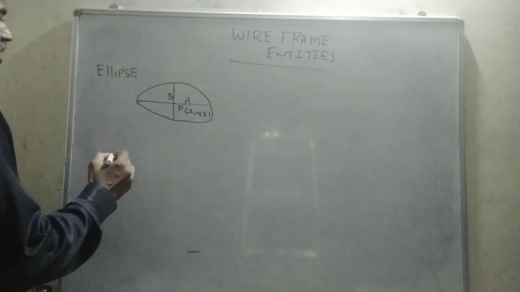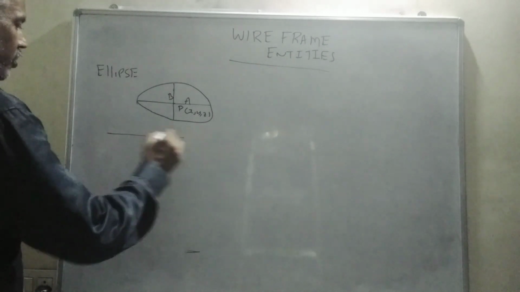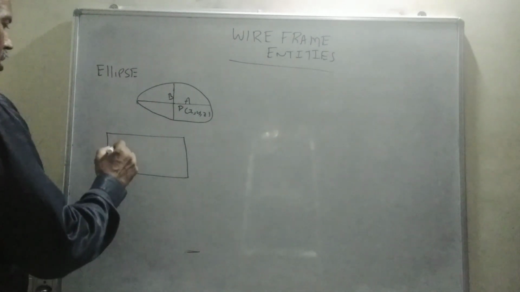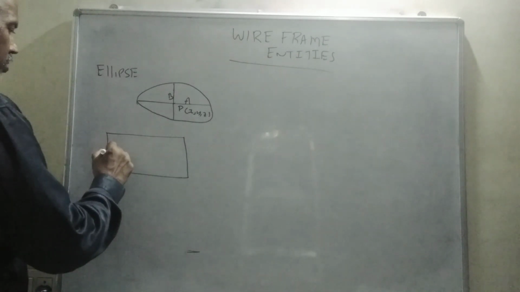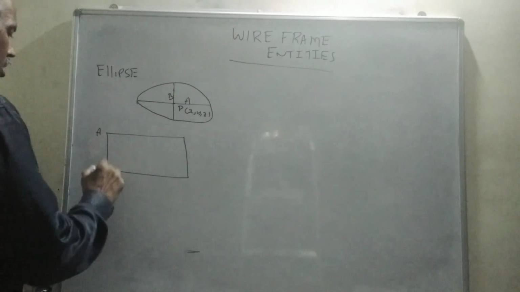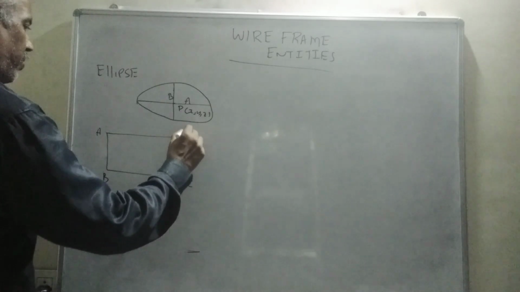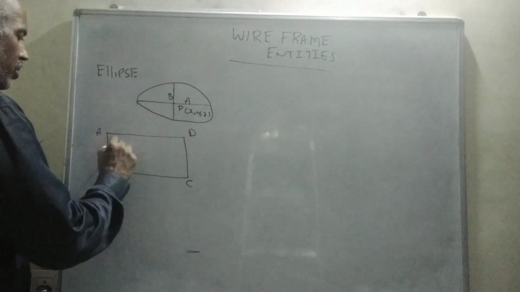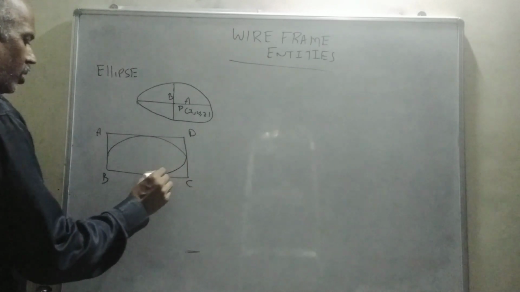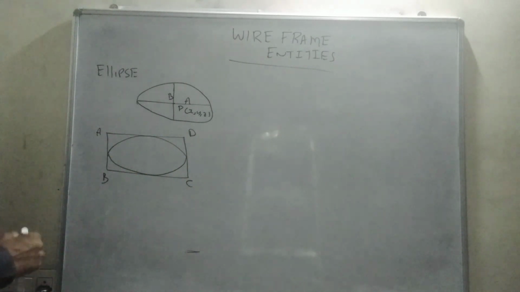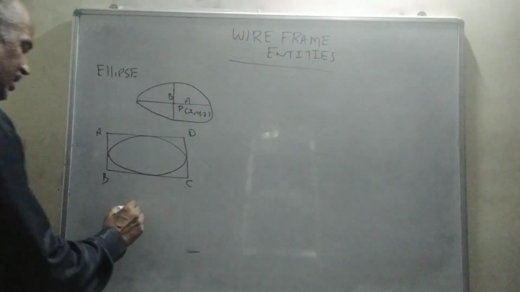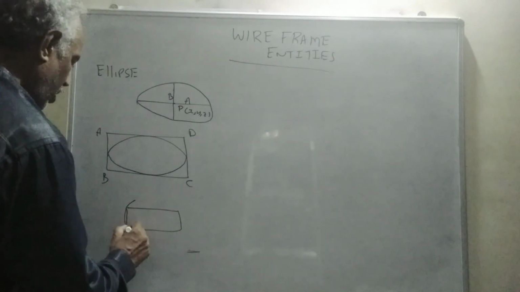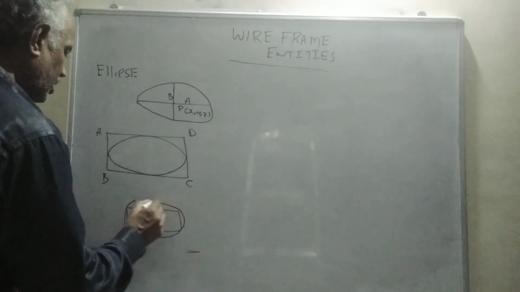And the other way of drawing an ellipse is with the four coordinates of a rectangle: A, B, C, D. If you have the four coordinates of the rectangle, you can easily write an algorithm to develop an ellipse. And you can even outscribe this rectangle also, inscribing and outscribing. You can develop an algorithm to outscribe the rectangle.